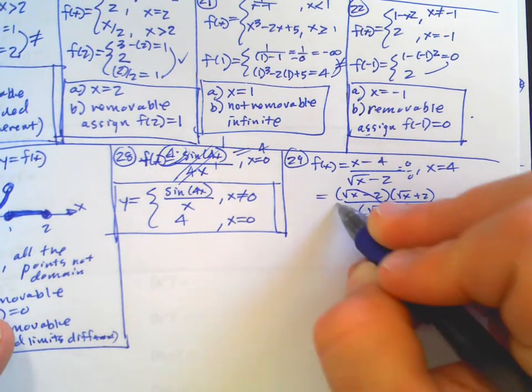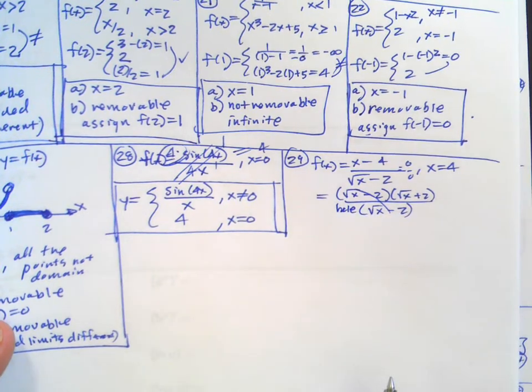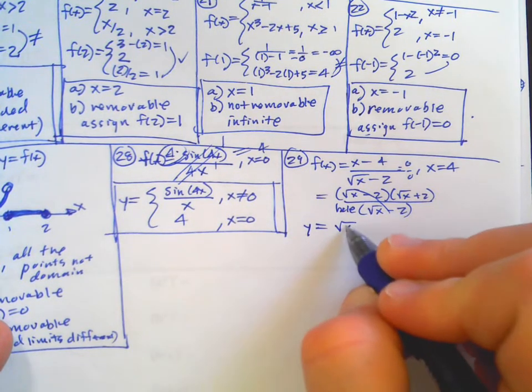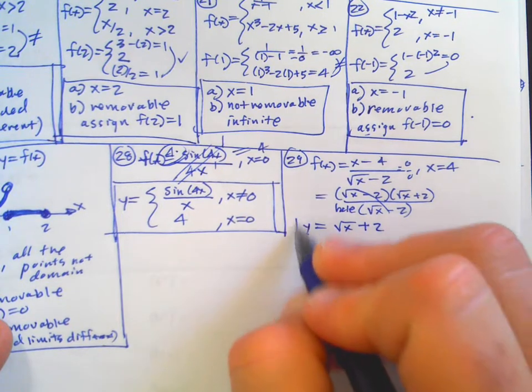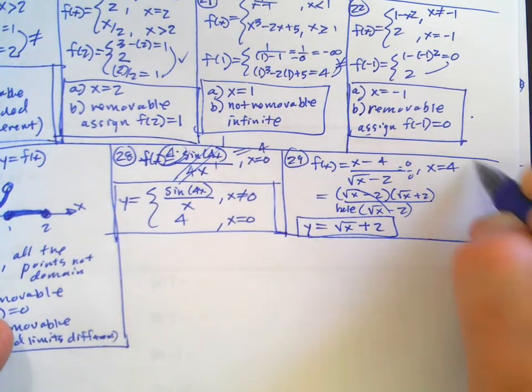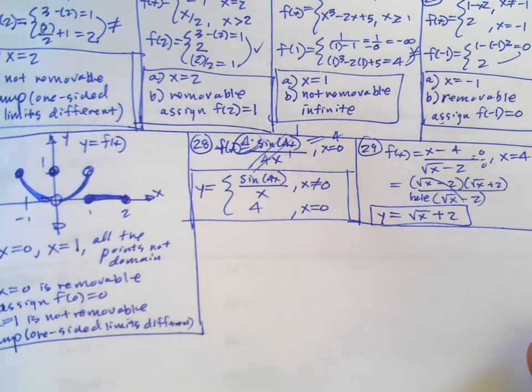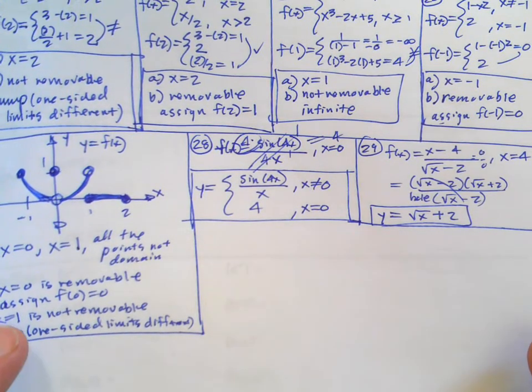And then there's a hole in the graph. So the way we fix this is we just redefine the function as the function without the hole, that it behaves like the rest of the time for everywhere. So that fixes it.